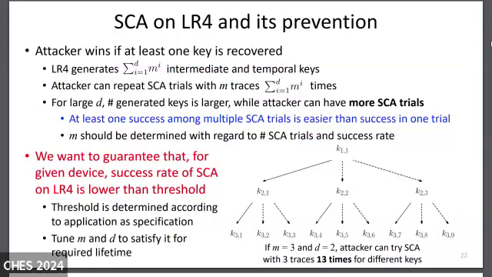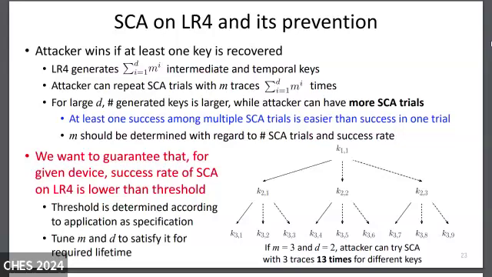And for larger D, the number of generated keys gets larger, which means the attacker can have more SCA trials. At least one success among multiple SCAs is much easier than one success in only one trial. So M should be determined with regard to the number of trials and the success rate. I mean, M can be a function of D.